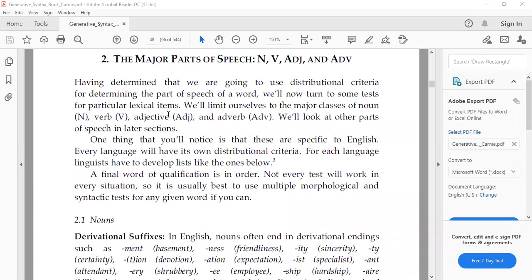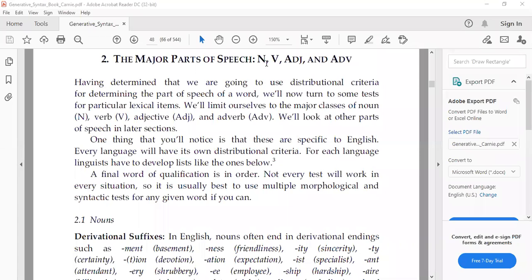So it is necessary to know the part of speech of every word, and we will see that we need them. We need to know that this is a noun, this is a verb, this is an adjective, and so on, to be able to draw a syntactic tree. And also, if you know that this is a noun, you know what the noun can be.